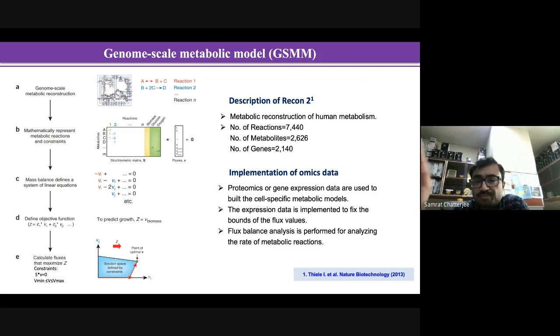The first model was Recon 1, which was published in 2007. They took it from experimental data and built this model. We have used the Recon 2 here, but the latest one now is Recon 3D. Recon 2 has 7,000-odd reactions, 2,000 metabolites and 2,000 genes, and it looks something like x dot equal to Ax, which I told you.